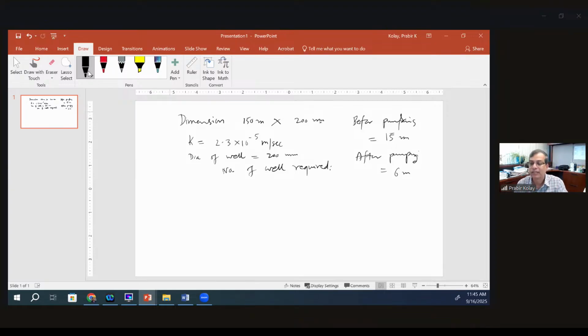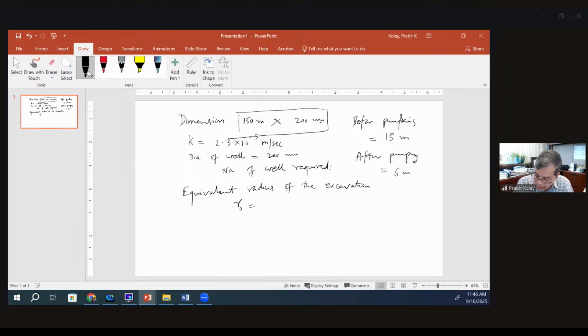That's the problem. First thing you need to do: because the dimension is a rectangle, you have to find the equivalent radius of the excavation. So R naught is the square root of the length times width divided by pi.